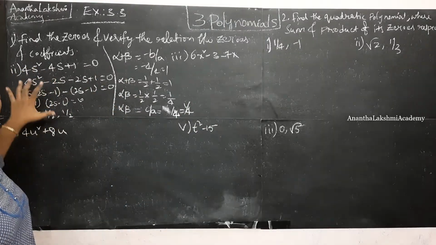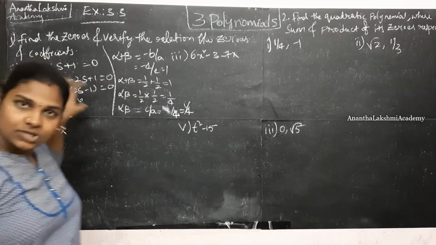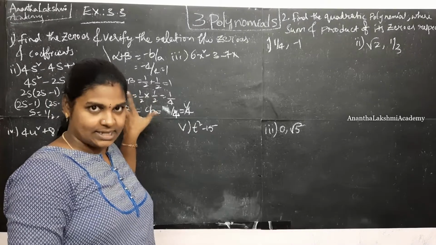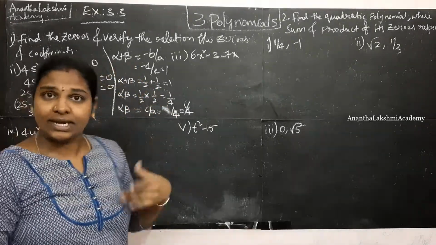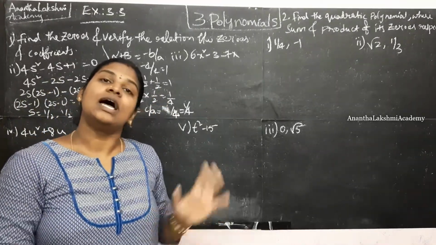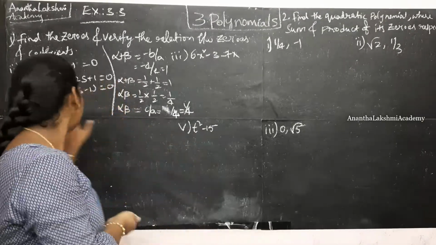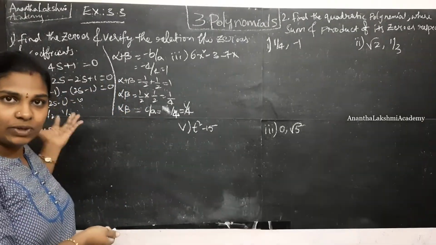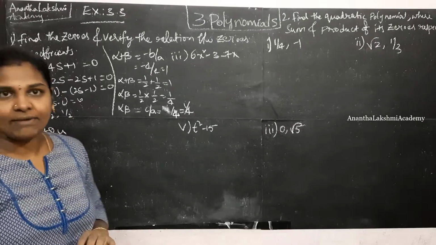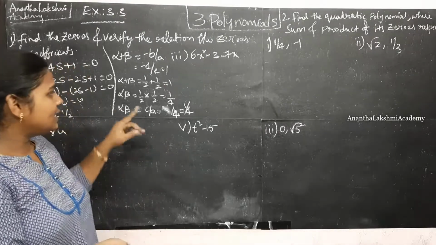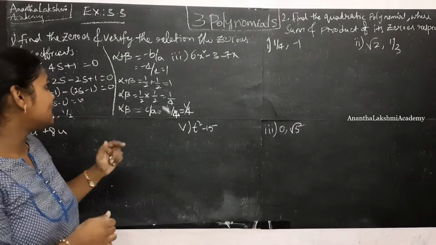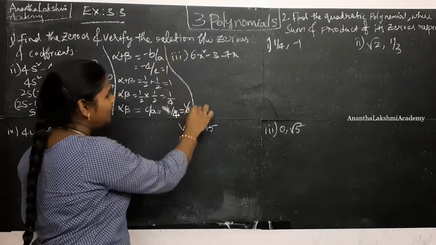So what have we done here? We have extracted the zeros of the polynomial first. Then we figured out alpha plus beta according to the concept that we have learned, and the actual alpha plus beta by doing the sum of the zeros which we have extracted. Alright, that is about the second part of problem number 1.